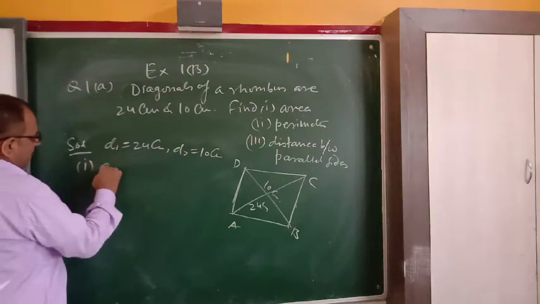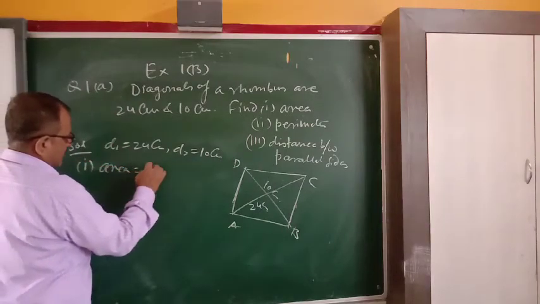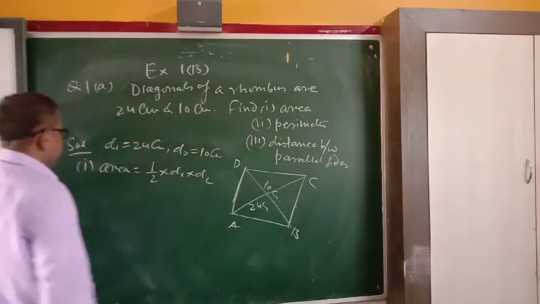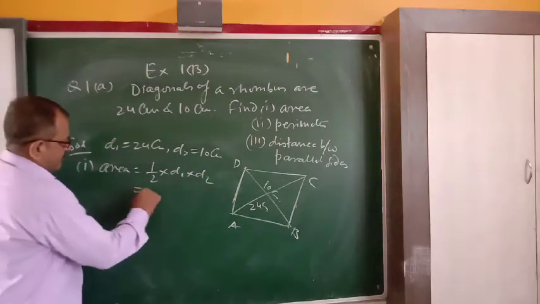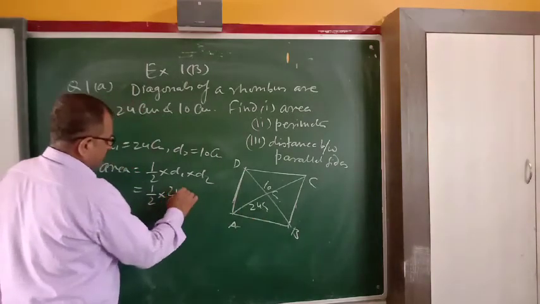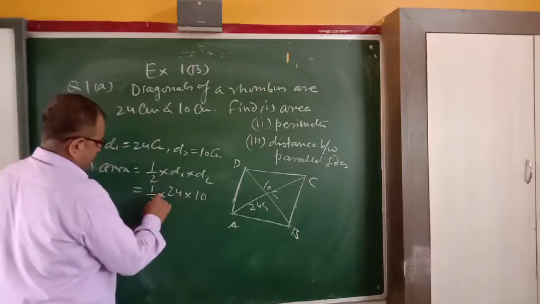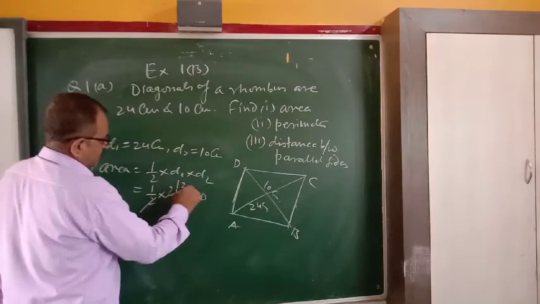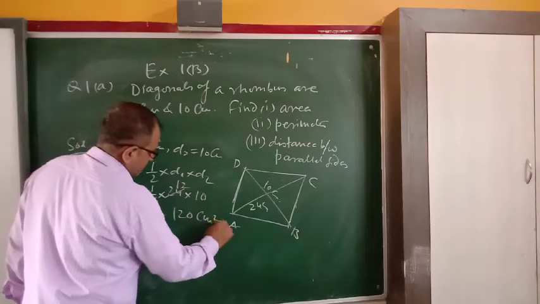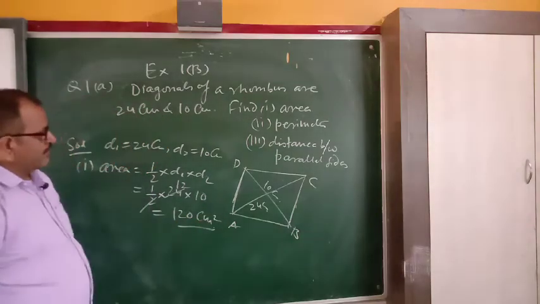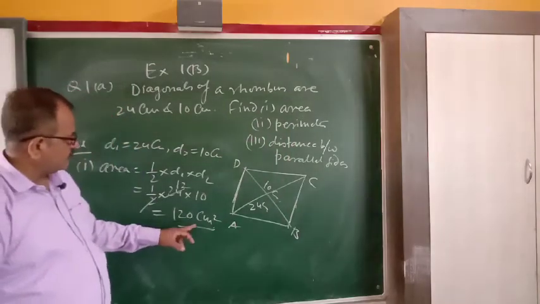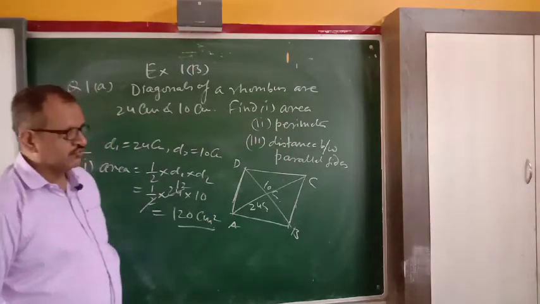In the first part we have to find the area. Area is 1 by 2 D1 into D2, the product of diagonals. So 1 by 2, D1 is 24, D2 is 10. We can cancel it. 12 times 10, 120 square centimeter. This is the first part, 120 centimeter square.